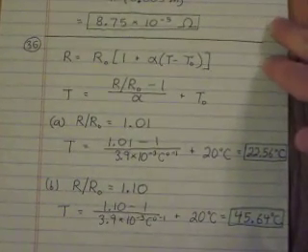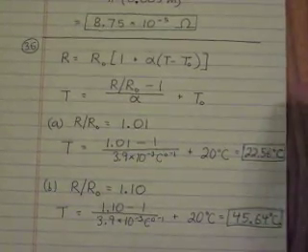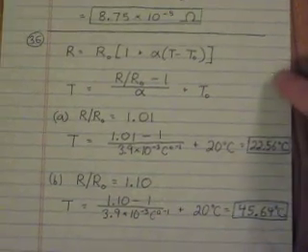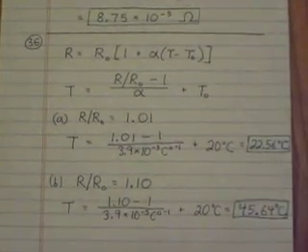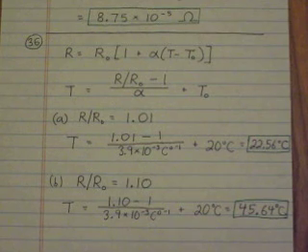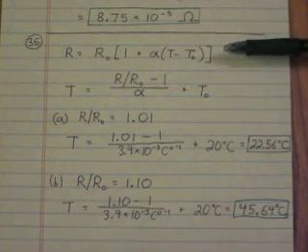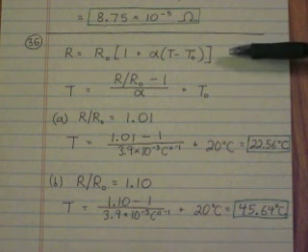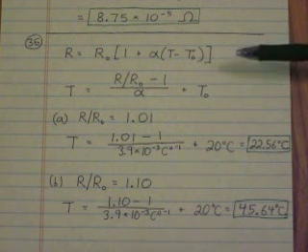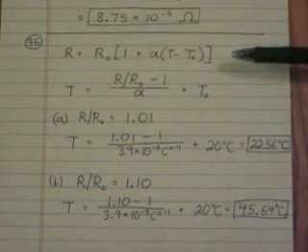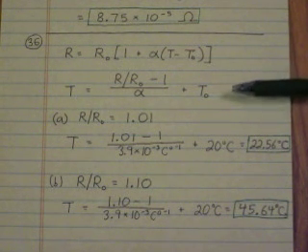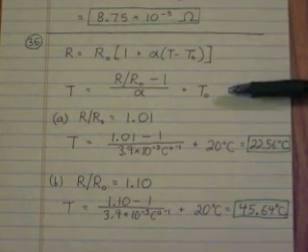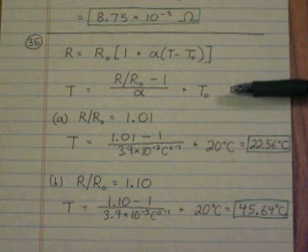Number 36 asks about the temperature for different resistance changes. First we use the resistivity equation. This equation is given to you in the book with rhos instead of the r's, but as I showed you in class, you can substitute the r's for rhos. Solve it for temperature, and you get this line here. Now, in the numerator, there's r over r naught, meaning final resistance over initial resistance.